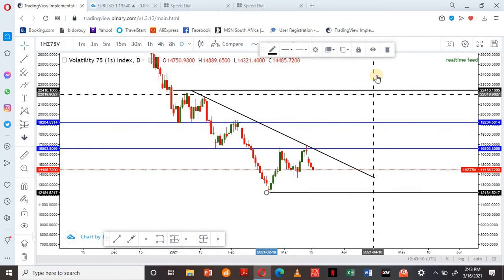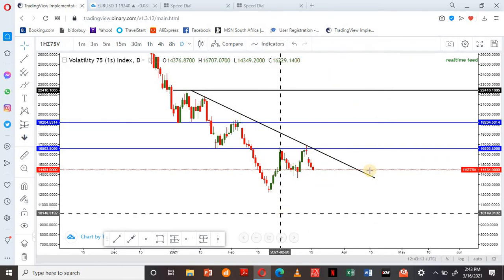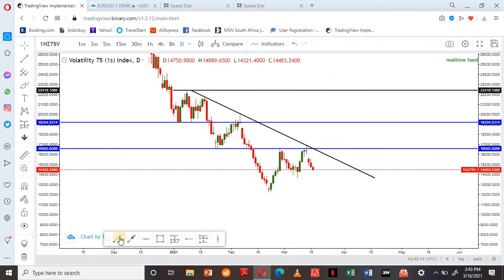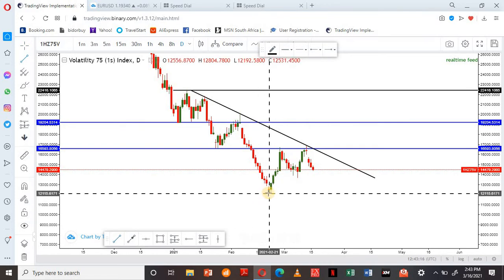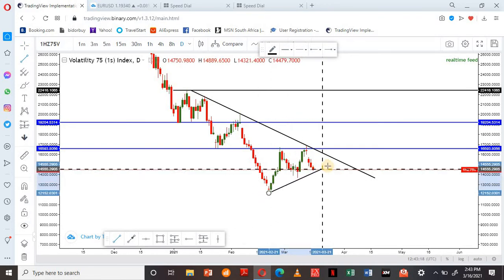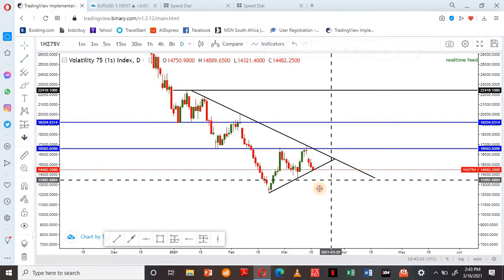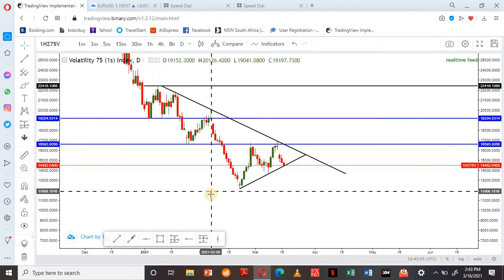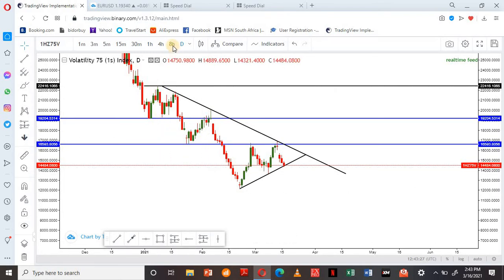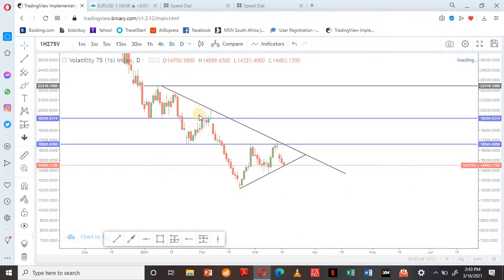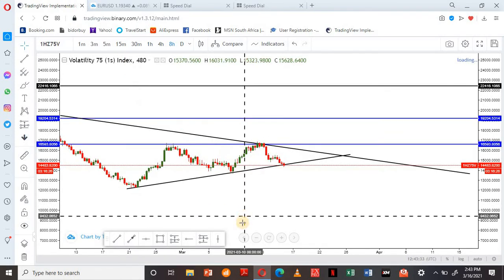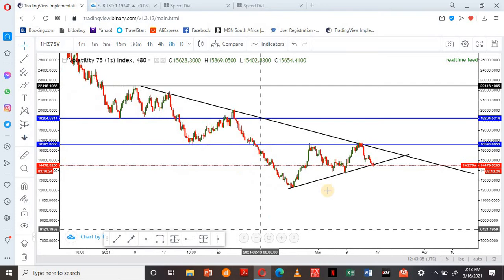So what must happen now is that we have this downtrend, and you can also spot here that we have a mini trend there. So what are we looking for? Let's go to the 8-hour chart and see if we have any opportunities there.